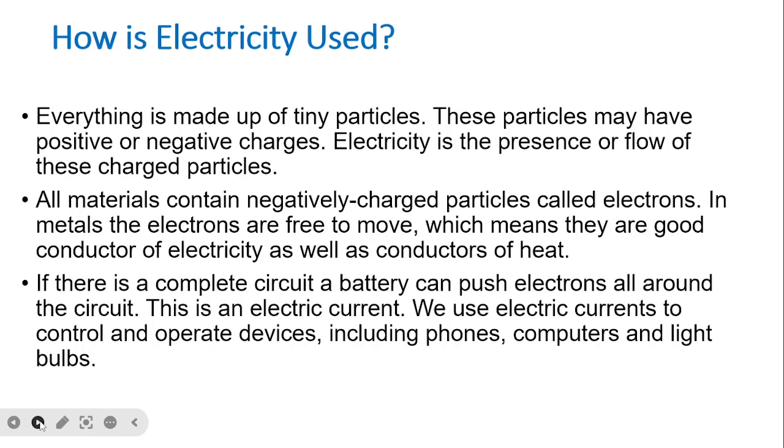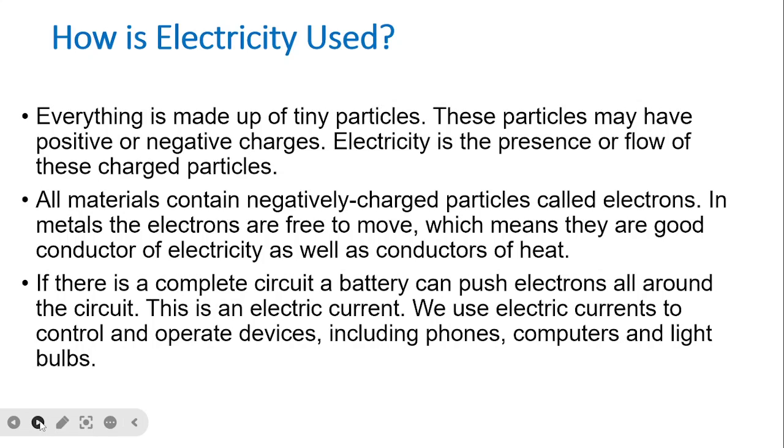Then the third one is if there is a complete circuit. Yes, if there is a complete circuit, a battery can push electrons around the circuit. And in the process of pushing electrons around the circuit, current is produced. I repeat, if there is a complete circuit, a battery can push electrons around the circuit, and in the process current is produced because electrons also are charged particles and they are negatively charged. This is an electric current.